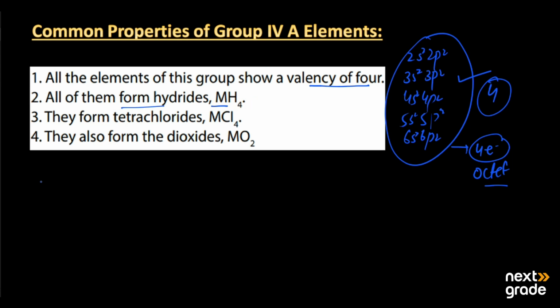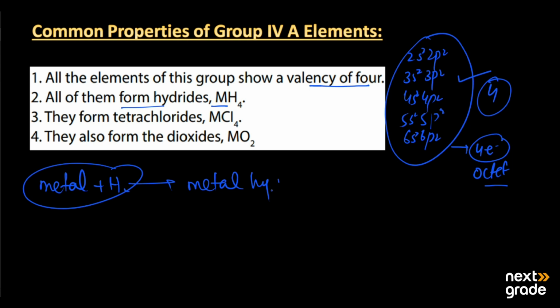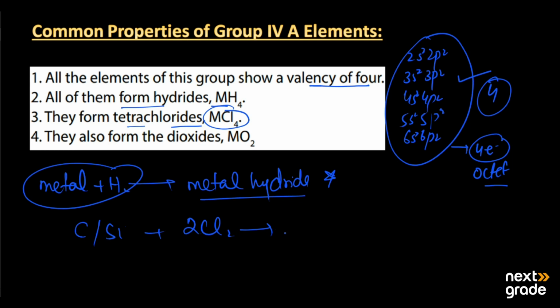Next property, all of them can form hydrides. When a metal reacts with hydrogen, the resulting product is known as a metal hydride. So all can make hydrides by combining with hydrogen. They also form tetrachlorides. Tetrachlorides means carbon and silicon can combine with 4 chlorines and change into tetrachlorides.